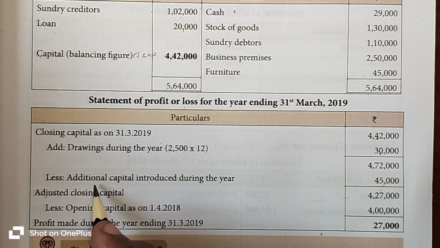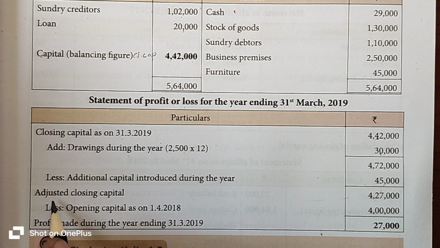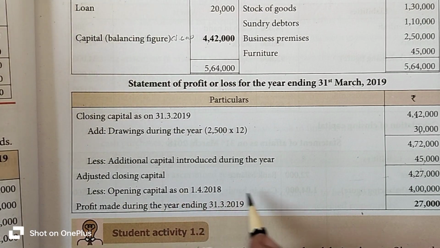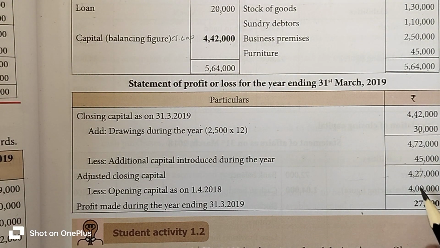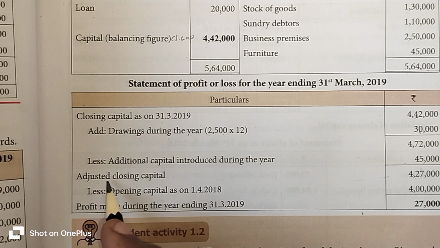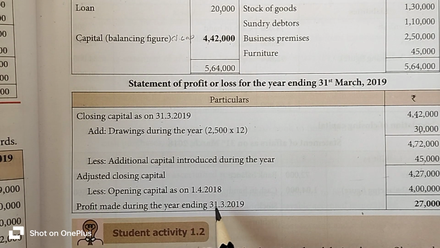Then we have to subtract additional capital 45,000. We will get 4,27,000. This 4,27,000 we call adjusted closing capital. Then we have to subtract opening capital, 4 lakh rupees, which we found out just now. So we entered it here. Then we have to find out the difference between them. Listen, the adjusted closing capital value is more than the opening capital. So the answer 27,000 is called profit. Profit during the year ending 31st March 2019 is 27,000.